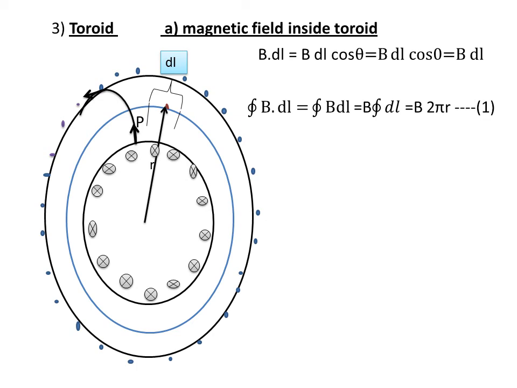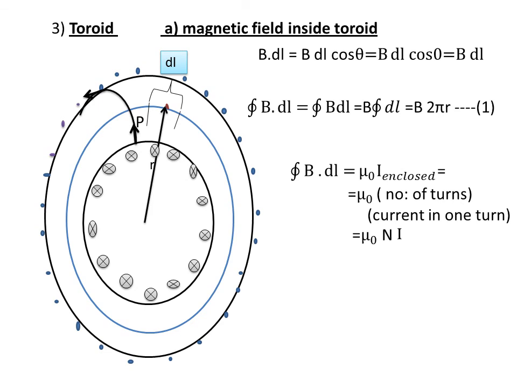Now B is constant throughout the loop, so it is taken outside, and inside the integral we have dl. Integrating all the small elements each of length dl, we get the circumference of the circle, that is 2 pi r. So integral B dot dl is equal to B into 2 pi r. This is equation number 1. Now we are going to substitute this in Ampere's circuital law: integral B dot dl is equal to mu 0 into I enclosed.